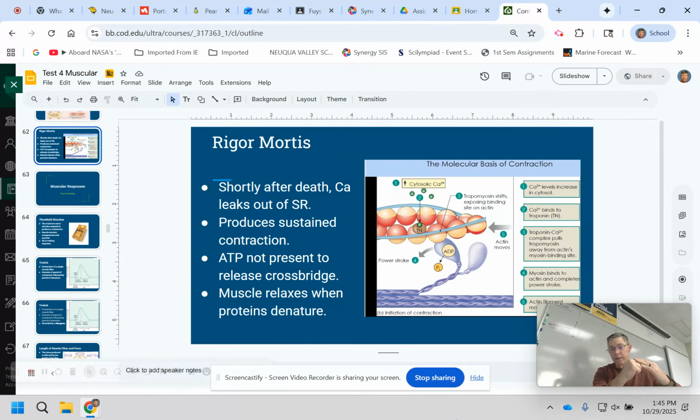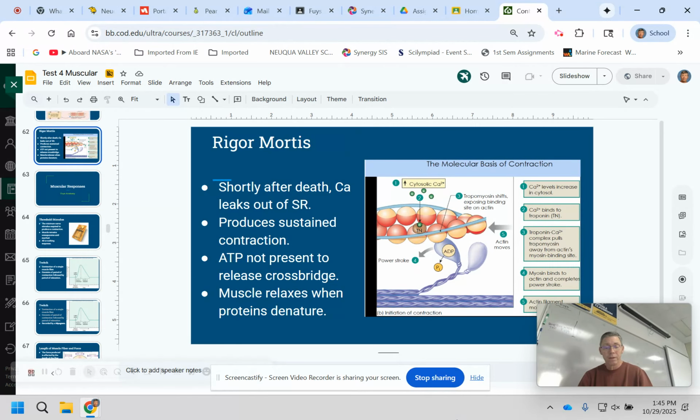There's no way to get the calcium out of the sarcoplasm because that requires ATP, and there isn't any. So this is why it sits like that. It sits in this contracted position. That's rigor mortis. Now, eventually, the proteins, the actin and myosin, the two filaments, are going to denature. They're going to decompose, basically, and that's going to allow it to relax. But that takes, depending on the conditions, how cool it is and all that kind of stuff, days for that to happen.